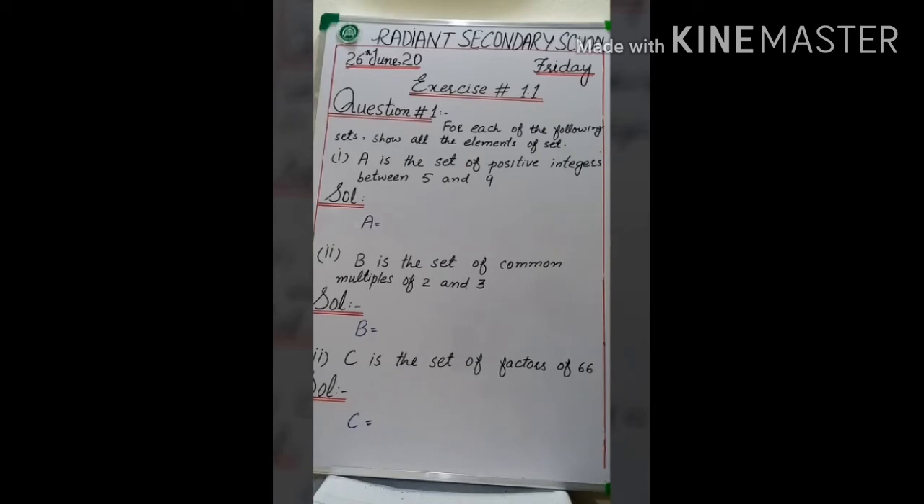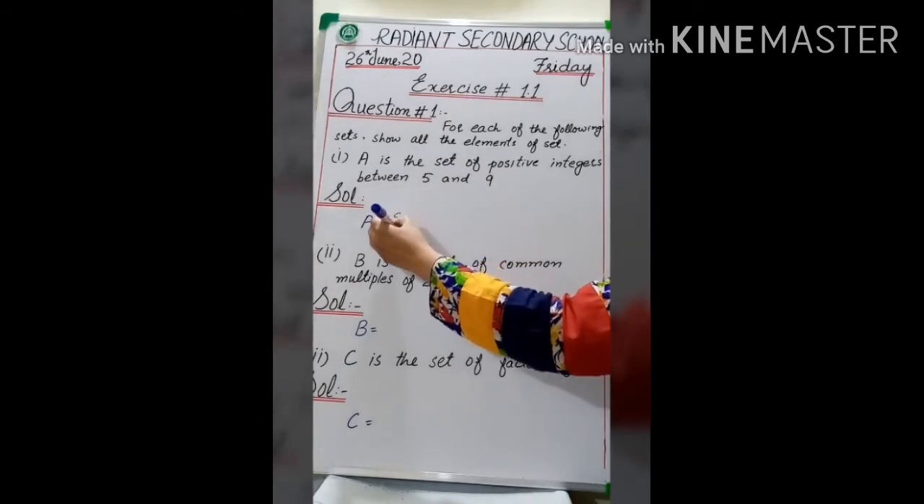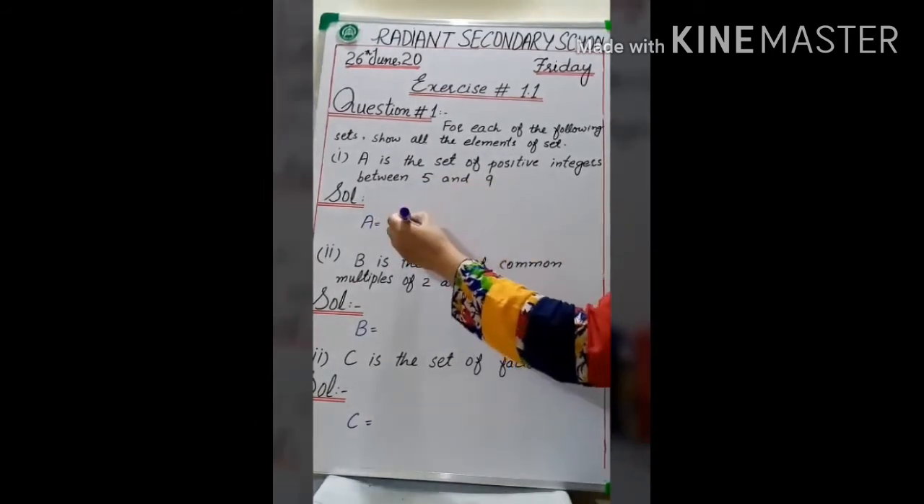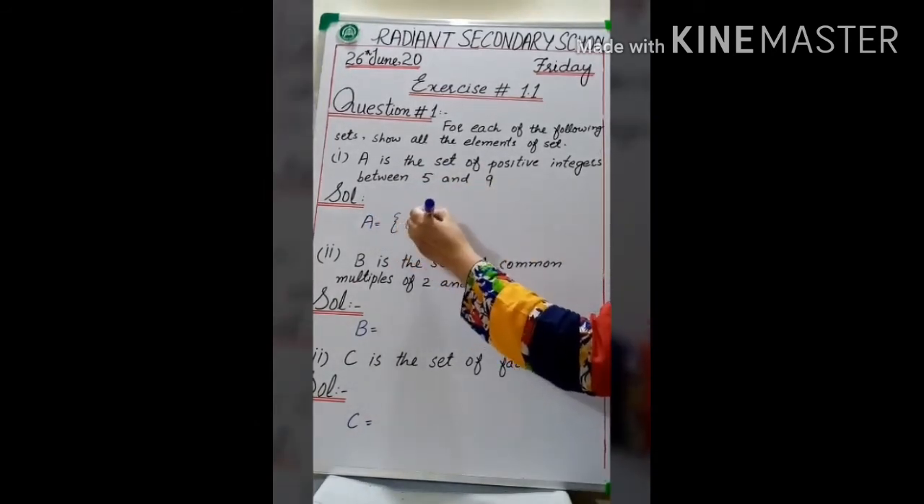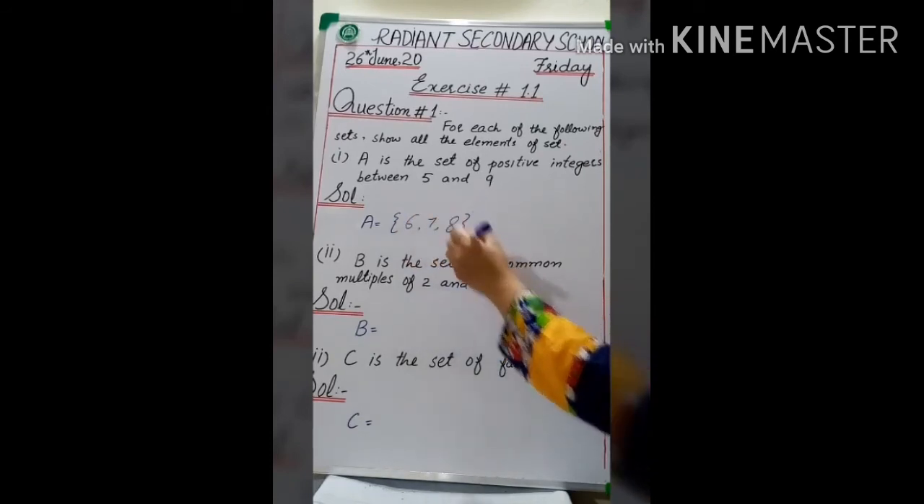The first part is: set A is the set of positive integers between 5 and 9. Positive integers means simply the natural numbers which are coming between 5 and 9. Here, between means that the integers 5 and 9 will not come in the list. So it's quite simple. What are the integers which are coming in between 5 and 9? These are 6, 7 and 8.